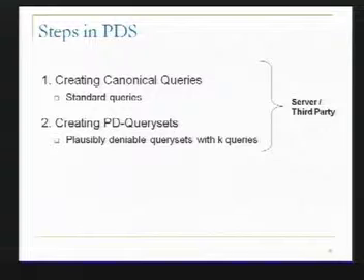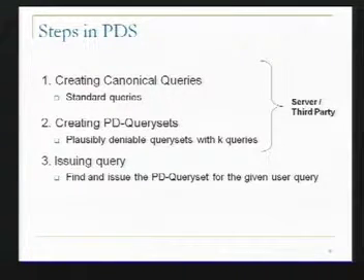So this shows the steps in this PDS system. The first step, you create a set of standard queries from a collection of documents. The second step, you create these PD query sets based on the criteria we have defined. The queries should have the deniable, reversible property, and also the plausible property. The third step: what do you do when an ordinary user wants to issue a query? That's the final step we'll talk about later.